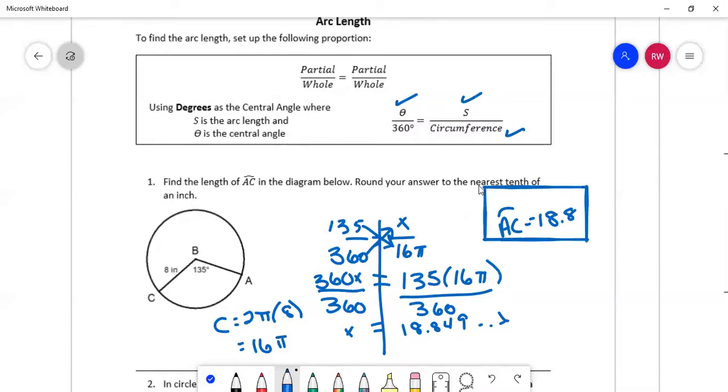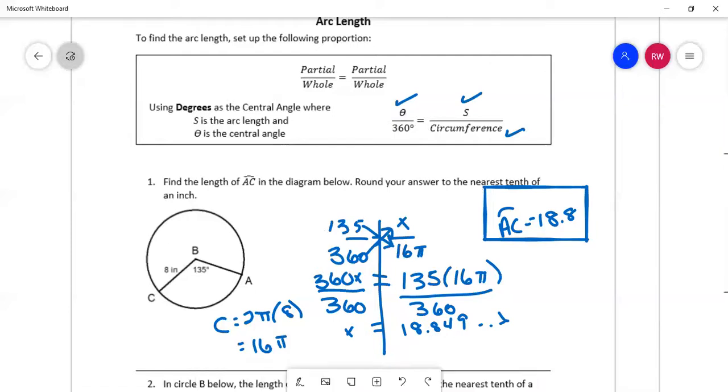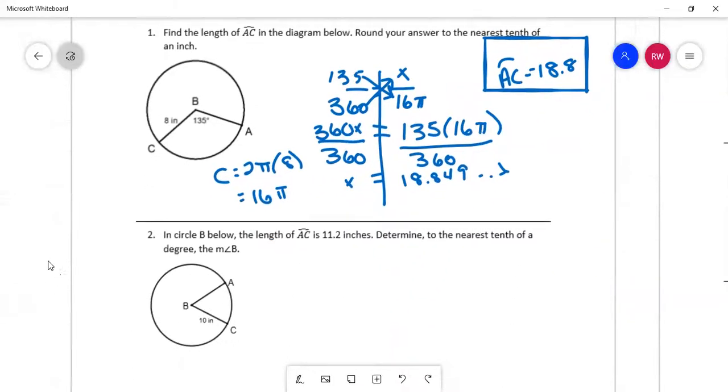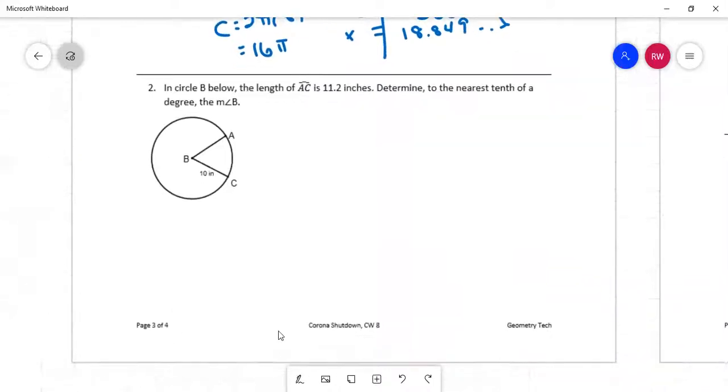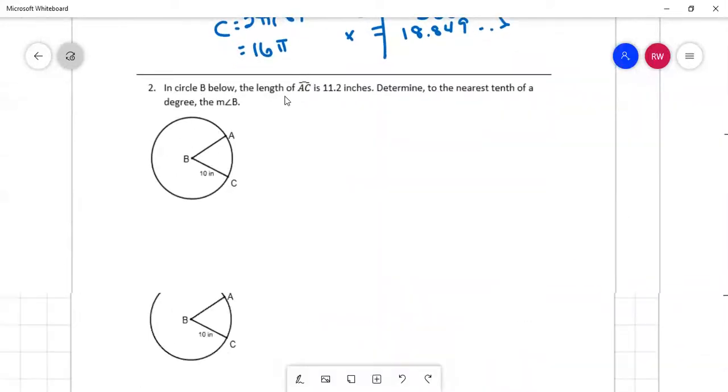Okay, that was easy enough. And really, this is what we're going to be doing the entire time, just setting up a proportion, cross-multiplying, and solving. Number 2, in circle B below, the length of arc AC is 11.2 inches. Determine, to the nearest 1/10 of a degree, the measure of angle B. So this is 11.2. We want to find my arc angle.